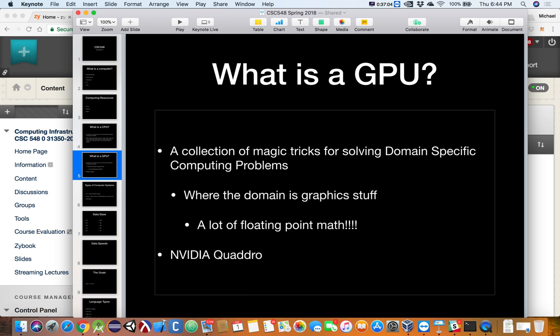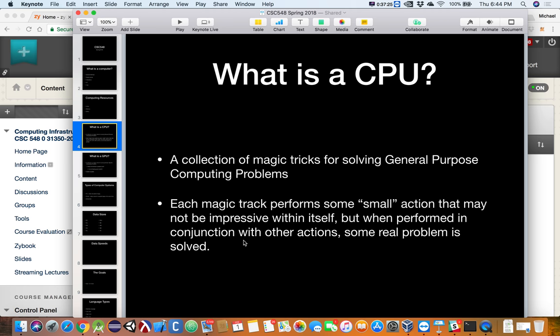All right, so having said that, notice I've said domain-specific computing problems for GPUs. That means these are specifically designed to do floating point math really, really, really fast. They're not designed to support checking your email and all the other things a general purpose computer can do. All right, let's jump back to the CPU for a second. So what are some examples of... let's throw another slide in here.